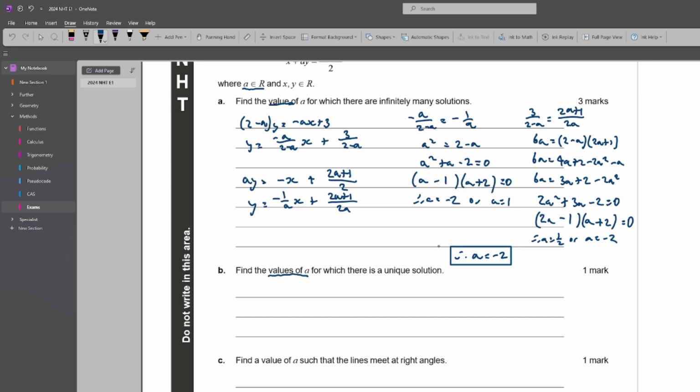So it should just be R except negative 2 or 1 are our values for a.